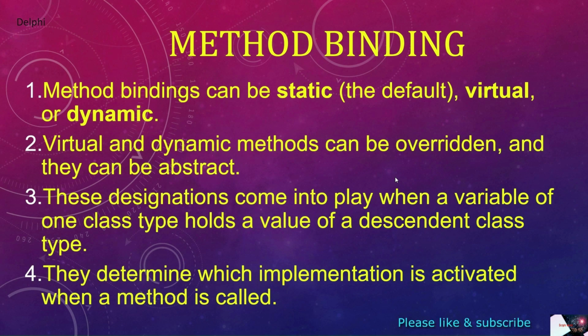So method binding can be static, the default, and it can be virtual or dynamic. The virtual and the dynamic method can be overridden and they can be abstract. These designations come into play when a variable of one class type holds the value of a descendant class type. They determine which implementation is activated when the method is called. So at runtime it will decide which method will get called, right?